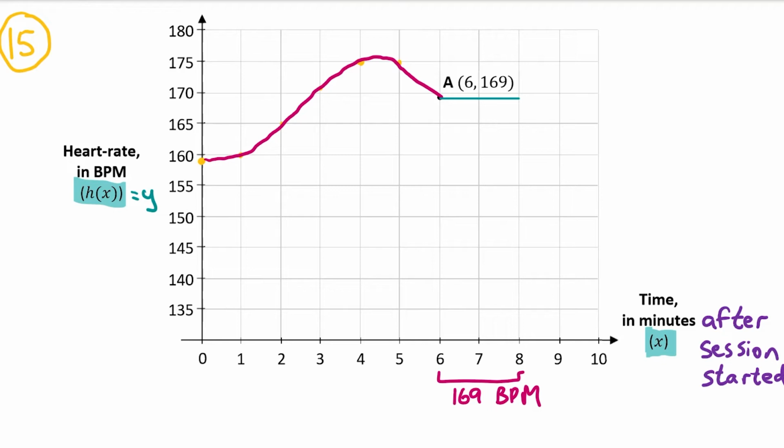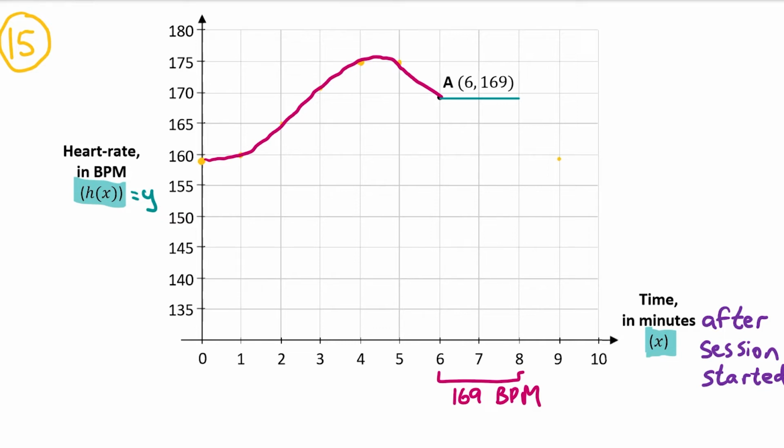So after 1 minute, his heart rate will have fallen by 10 beats per minute. So if it's at 169 beats per minute now, after 1 minute that's going to fall by 10, so just minus 10, and 169 minus 10 will give you 159. So after 9 minutes, his heart rate will be 159 beats per minute. And that's going to be somewhere around there.